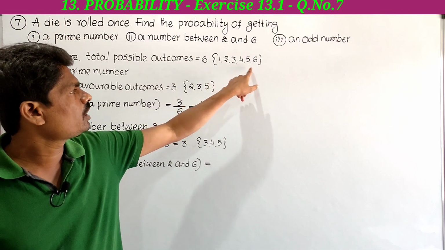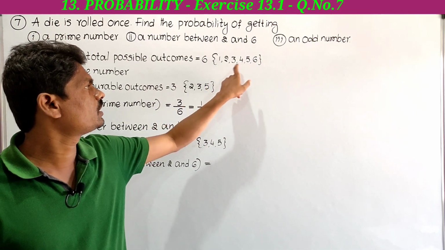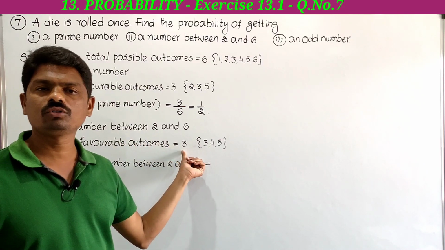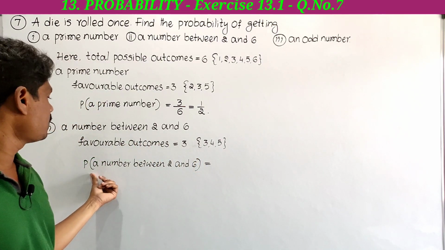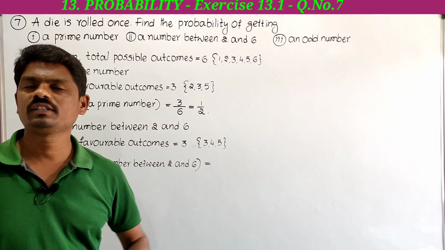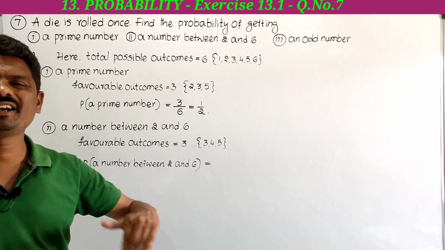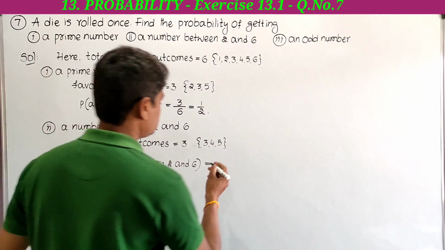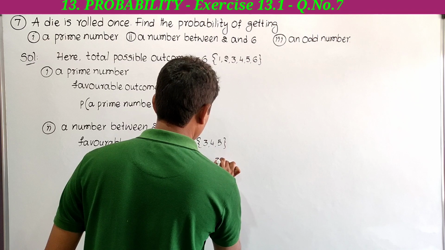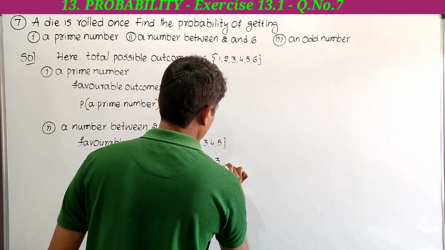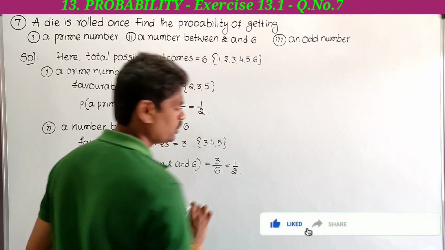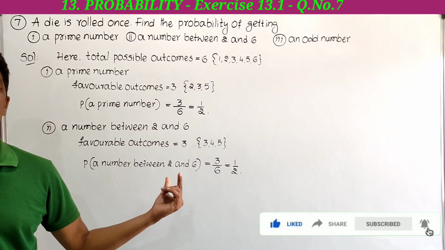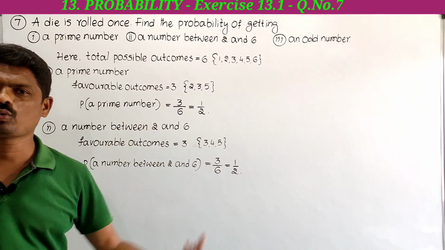So between 2 and 6, the numbers are 3, 4, 5. Therefore favorable outcomes equal 3. So the probability of a number between 2 and 6 equals favorable outcomes divided by total number of possible outcomes. Here favorable outcomes are 3 and total possible outcomes are 6. So 3 by 6 is nothing but 1 by 2 again. So this is the probability of getting a number between 2 and 6 when a die is rolled once.